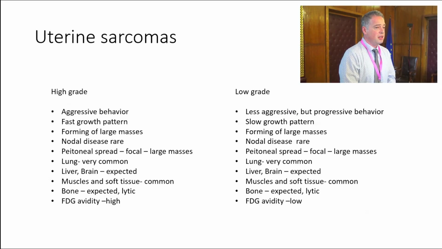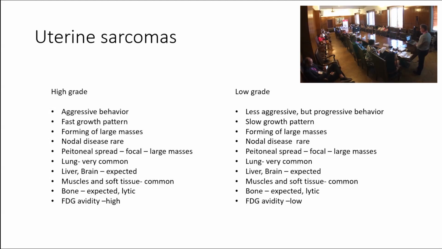For uterine sarcomas, another interesting entity, from the imaging point of view, what we expect from these tumors, apart from aggressive behavior, is that they form large masses. Nodal disease is rare, peritoneal spread is never diffuse, it's focal and with large masses. Lung is a very common site for metastasis, liver and brain are expected. Muscle and soft tissue metastases are expected here.